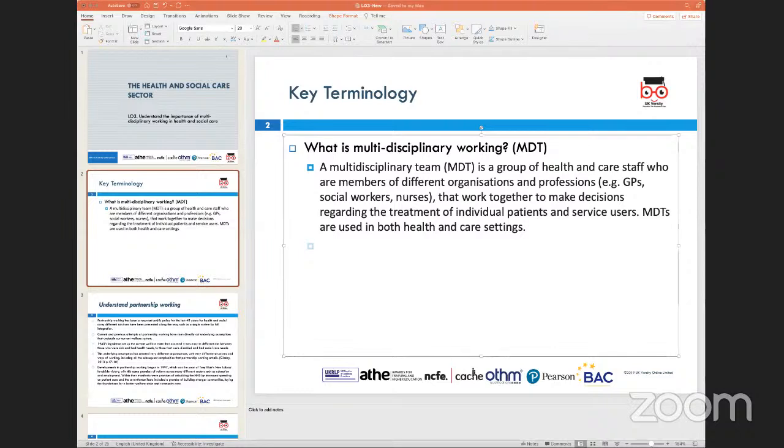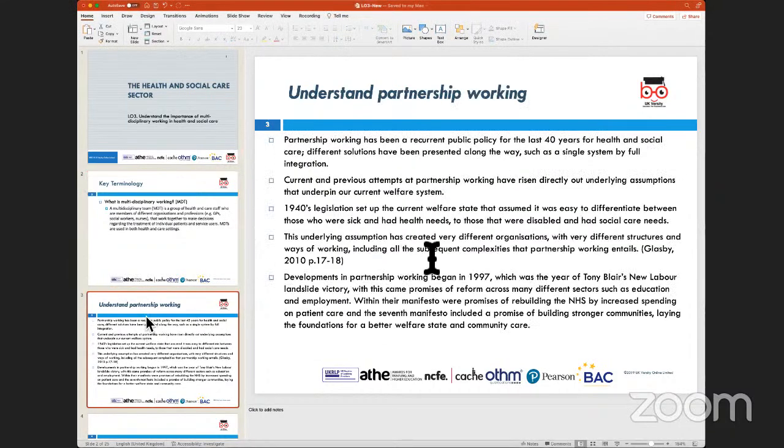Now, when we also talk about working, we also talk about what is called partnership working. The reason we talk about partnership working is also because there are different types of people. When they come together, they work in a team. And when we say partnership working in health and social care in particular, we are referring to the fact that there are people from diverse backgrounds who are coming together and working as an effective team.